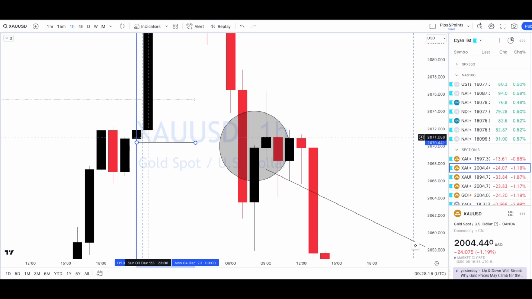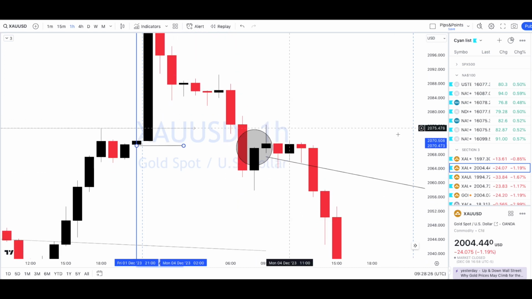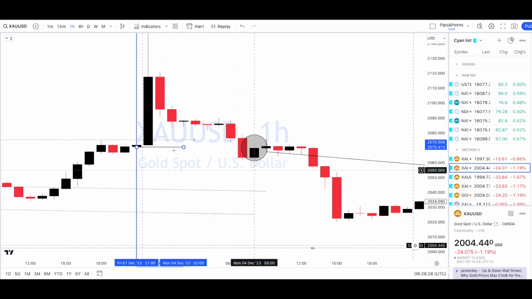Sitting right here, okay? So as soon as price opened, my pending order was not triggered. It did not trigger at all, and price just went about its business and flew all the way up.